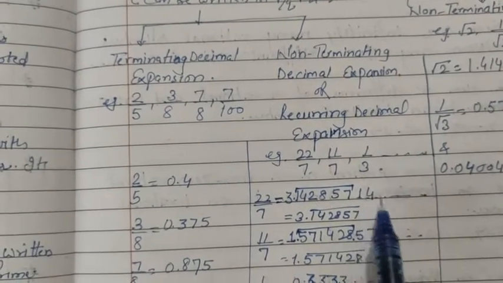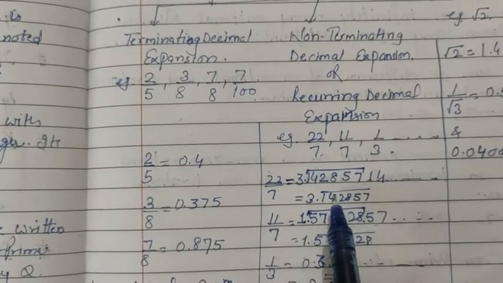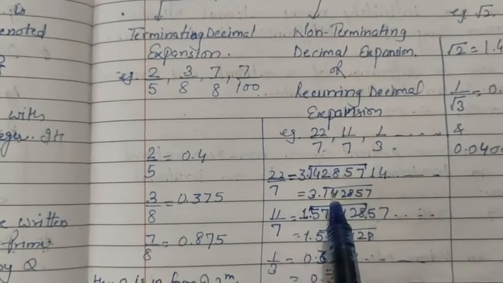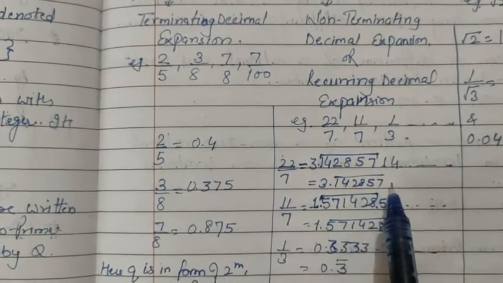So this can be represented by 3.142857 bar. The bar sign means after the decimal this block is repeating again and again. This 6-digit block is repeating again and again.